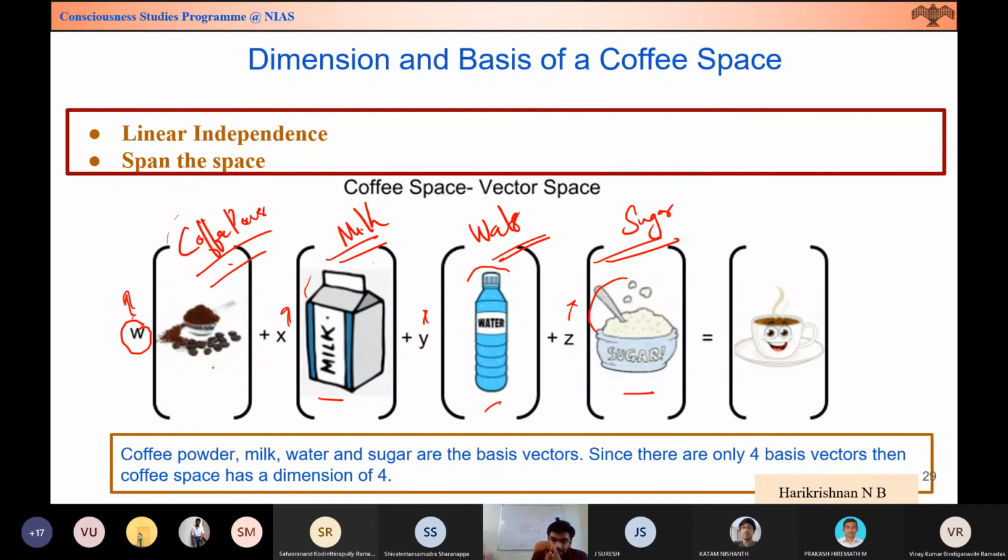Now, in this 4-dimensional space, what if I remove water? If I remove water, I will get a subspace, which is nothing but the set of all black coffees. So there is a subspace in this 4-dimensional space, and if I remove water, it is nothing but a set of all black coffees.